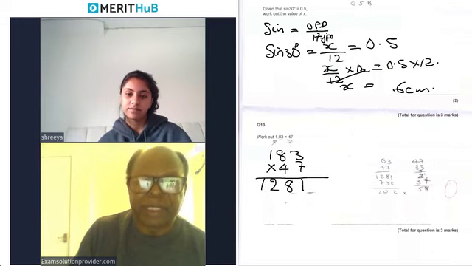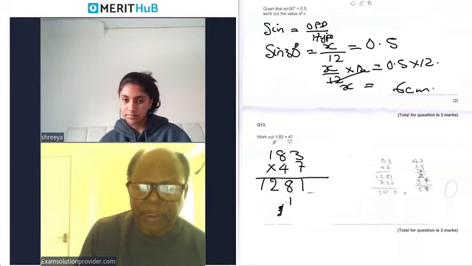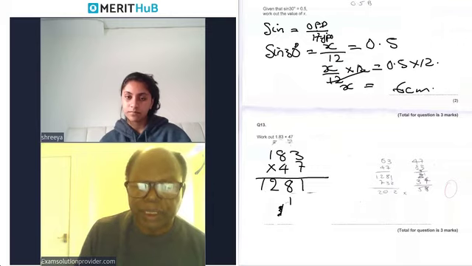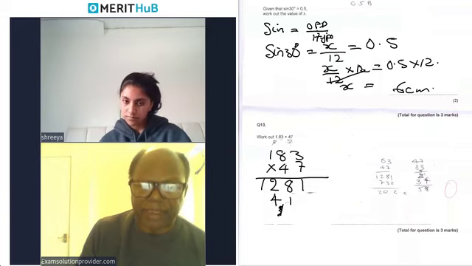We're going to start with this number. Again, the answer should start from this line here. So 4 times 3 is 12, put 2, we keep 1. 4 times 8 is 32. 32 plus 1 is going to be 33. So put 3, we keep 3. 4 times 1 is 4 plus 3 is 7.